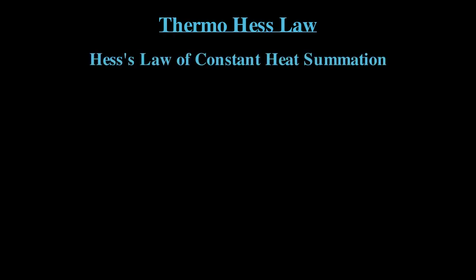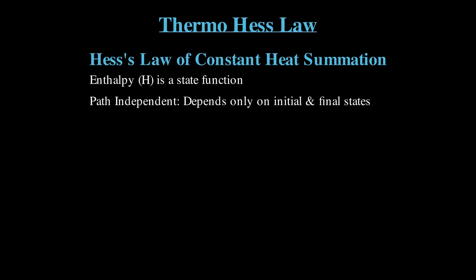Hello students! Today, we're discussing Hess's law of constant heat summation. This fundamental principle states that the total enthalpy change of a reaction is the same, whether the reaction occurs in one single step or in several sequential steps. Why is this true? It's because enthalpy, which we represent with the letter H, is a state function. This means it's path independent, it only depends on the initial and final states, not how you get there.